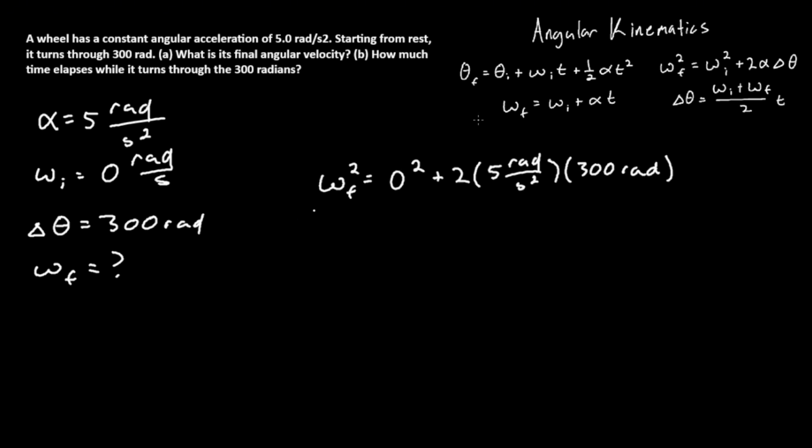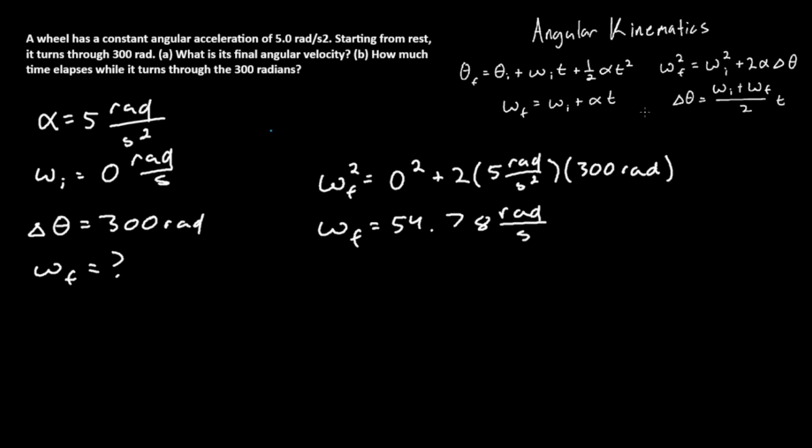Now that we've set up this formula, all we have to do is square root both sides to isolate your final angular velocity. Once you've taken the square root of each side of this equation, you'll find that your final angular velocity will equal 54.78 radians per second, which is quite fast. This wheel is rotating quite fast.